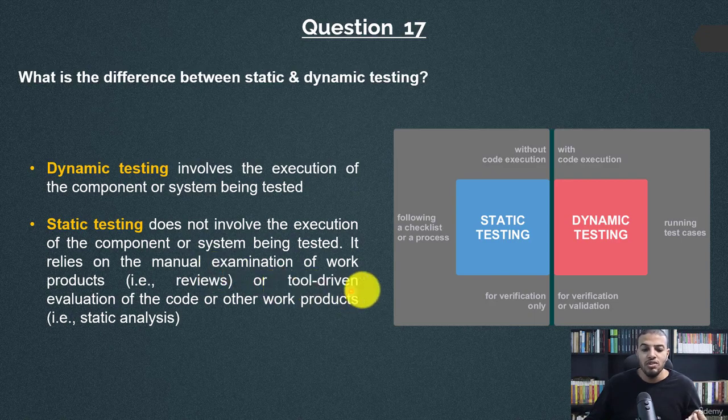Or it might be tool-driven evaluation of the code or other work products via static analysis. So if you are reviewing your code, you might use your IDE in order for it to tell you about the warnings and the errors inside your code. This is called static analysis, and this is a type of static testing, okay? Because you didn't provide any input to the code. So for example, inside your code, if you declared an integer and you didn't give it a value, okay? In this case, the IDE will tell you that there is a warning in this variable without executing the code.